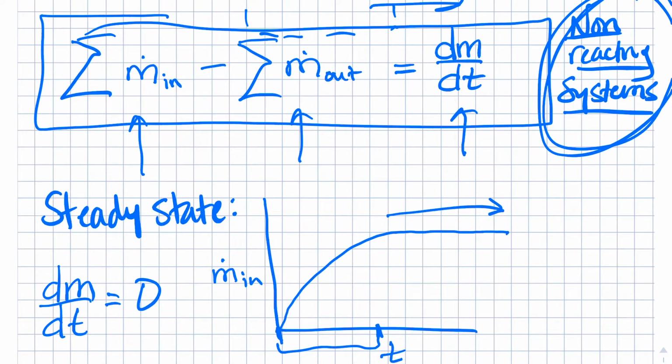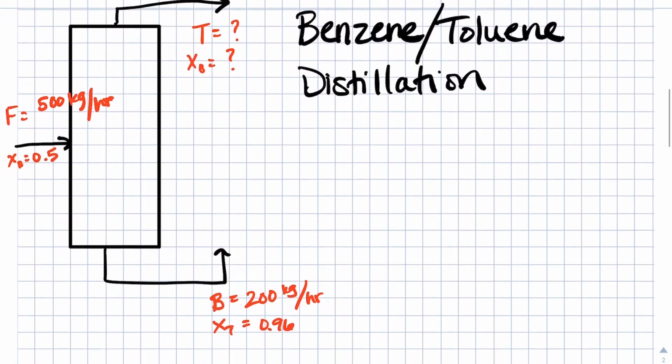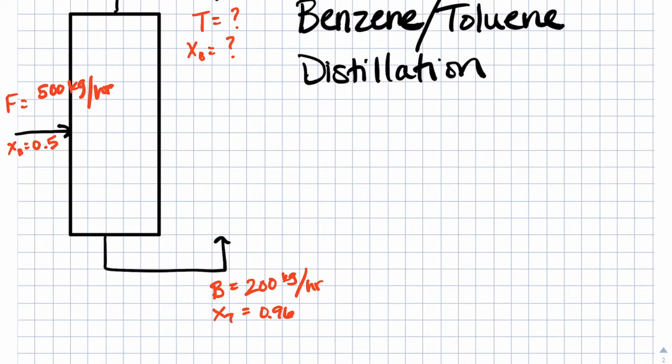It's very simple. Let's go ahead and do an example using this equation, and I think it'll be a lot easier to understand. So we're going to look here at a distillation column. We're going to distill benzene and toluene. We're trying to separate them. So you can see over here that we have a feed of 500 kilograms per hour of a 0.5 mass fraction of benzene. And we know that in the bottom portion, we have 200 kilograms per hour coming out, and we know that it is 96% toluene by mass fraction. But we know nothing about the top stream.